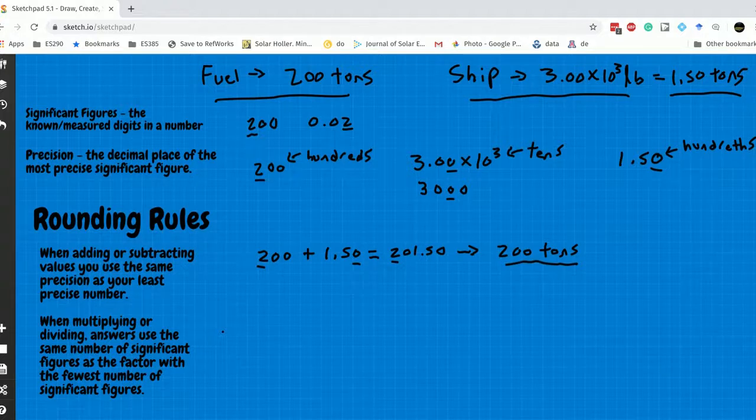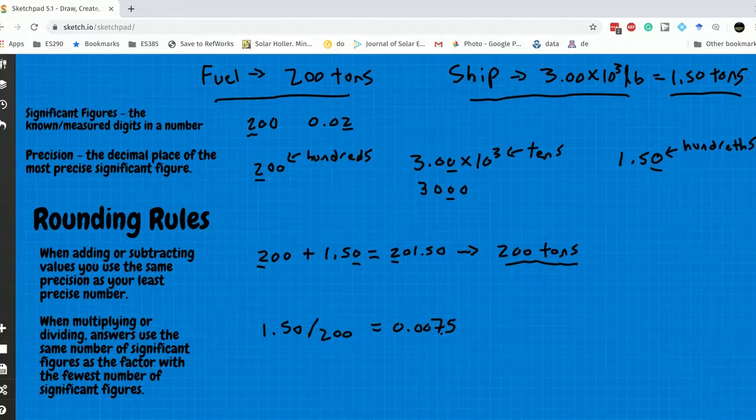To demonstrate this, let's divide the empty ship weight by the total fueled weight in order to find the fraction of total weight represented by the ship itself. In this case, our calculation is 1.50 divided by 200. If we type these numbers into the calculator of our choice, we will see that the result is 0.0075. However, we can't stop here.